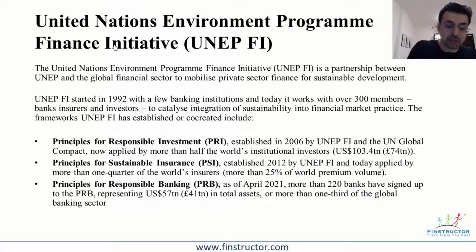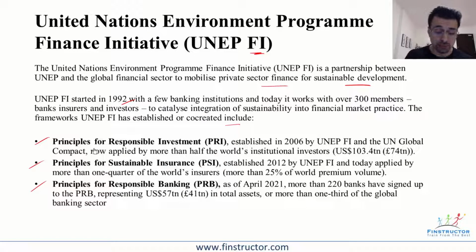The next is the United Nations Environment Programme Finance Initiative, so UNEP FI. This is a partnership between UNEP and the global financial sector to mobilize private sector finance for sustainable development. This started in 1992 and has co-created these three practices which are very important today also.